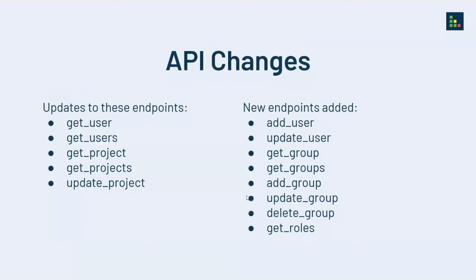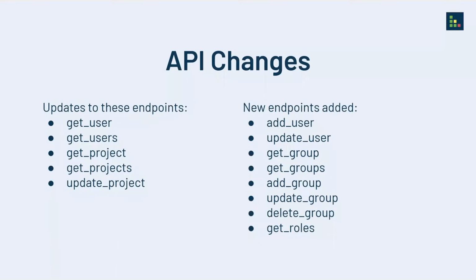So let's take a look at some of the API changes overall. We've made updates to the Get user endpoints, the Get project or Get projects endpoints, also update project. We've also added a number of new endpoints. So 8 new endpoints exist.